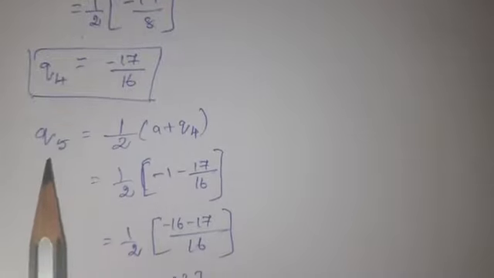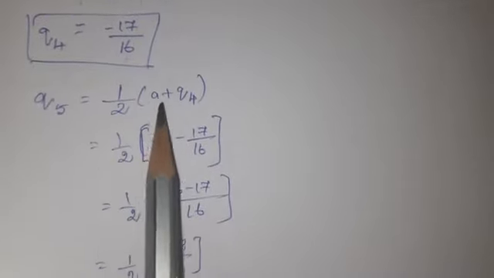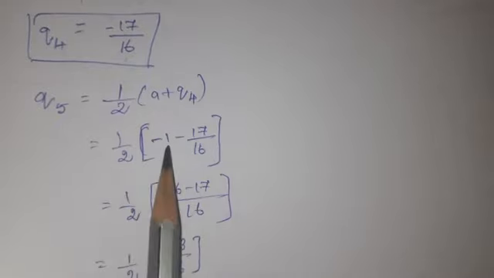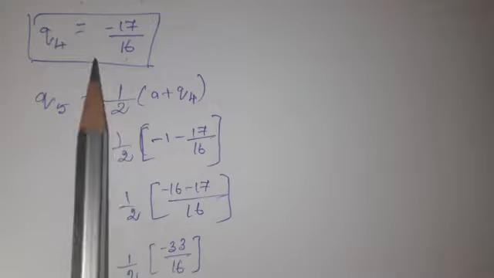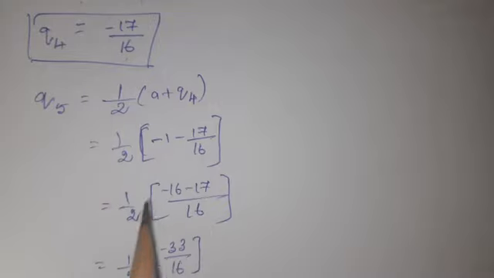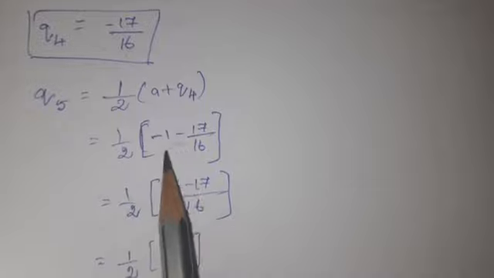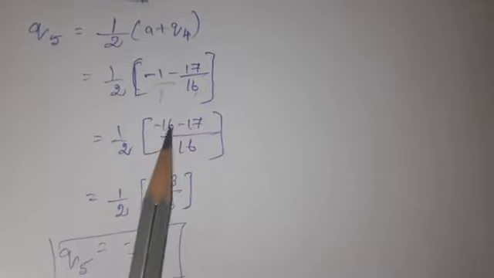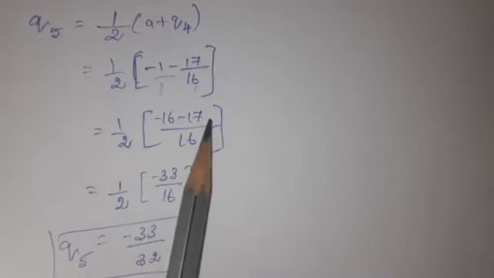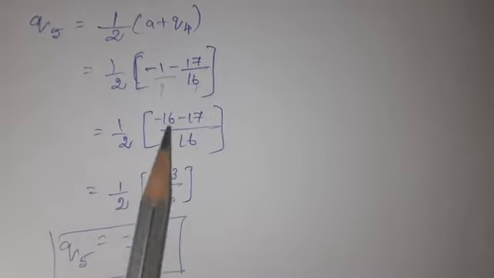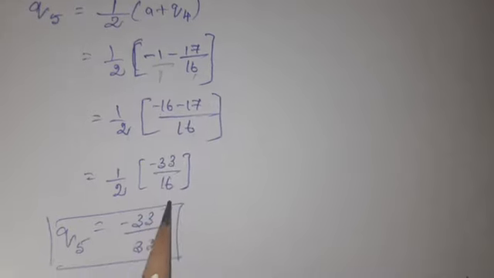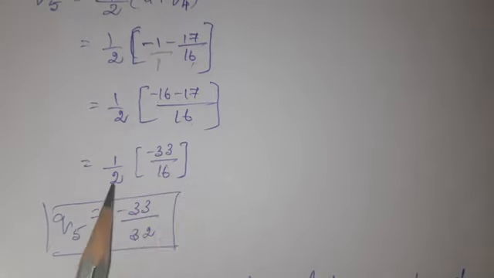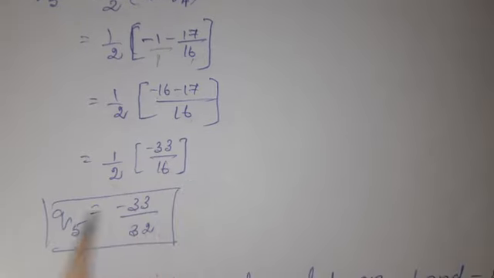Next we should find the fifth rational number. Q5 is equal to 1 by 2 into (a + Q4). The value of a is minus 1 and the value of Q4 is minus 17 by 16. Here you should substitute. It is equal to 1 by 2 into, here you should take the LCM of 1 and 16. The LCM is 16. Then cross multiply, you will get minus 16 minus 17, is equal to 1 by 2 into, when you add you will get minus 33 by 16. Then you should multiply 1 into minus 33 is minus 33, divided by 2 into 16 is 32. This is the fifth rational number.